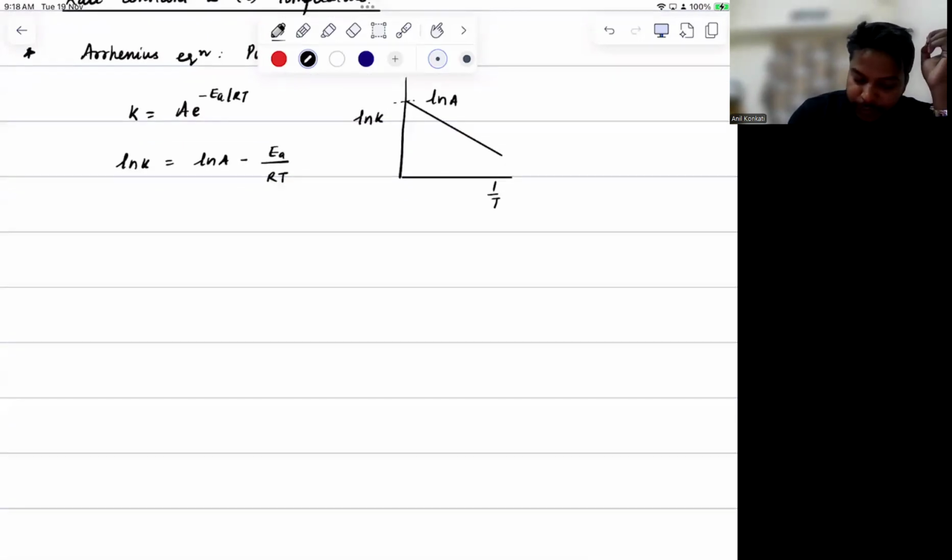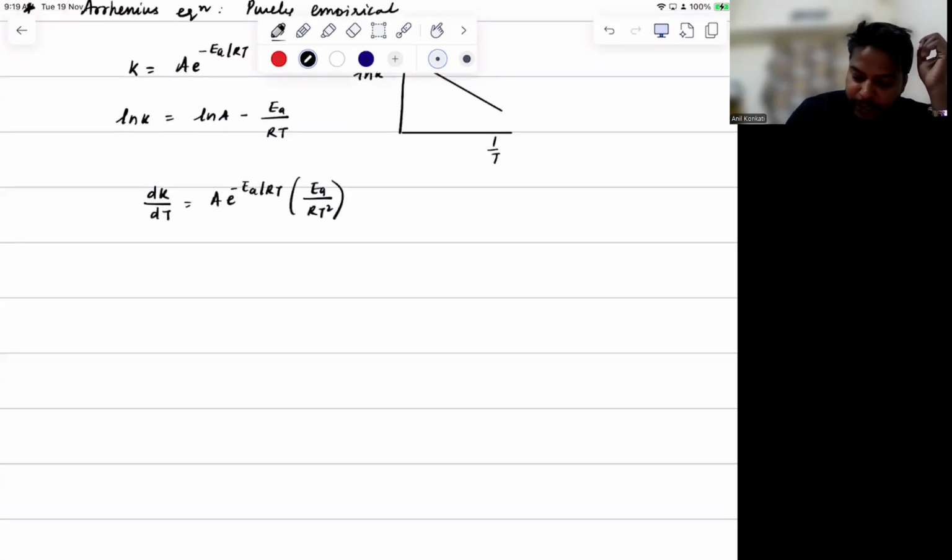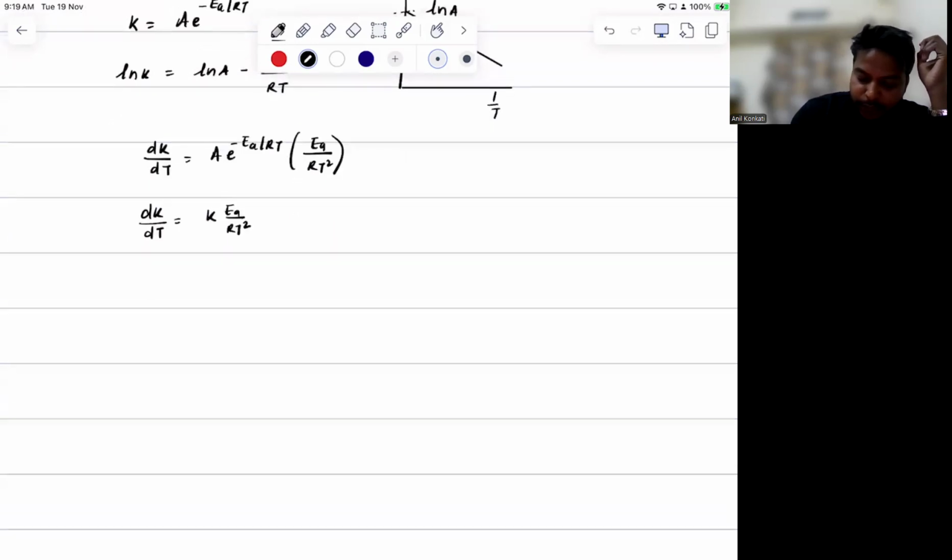Got it? And if at all you differentiate this, I can write it as dk by dT is equal to A e raised to the power of minus EA by RT into EA by RT square, if at all I differentiate this. Okay. So basically a differential form of this kind is observed. So dk by dT is equal to k into EA by RT square has been observed. This is the differential form. And if you notice, this differential form has all positive terms, correct?